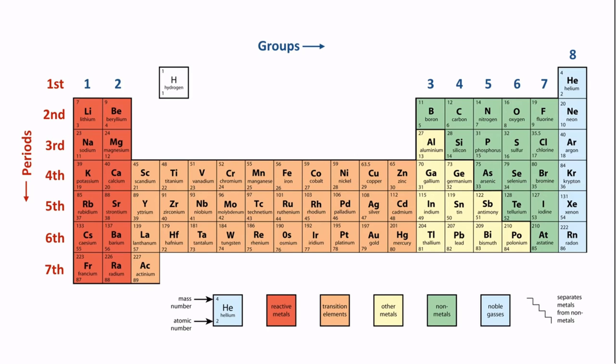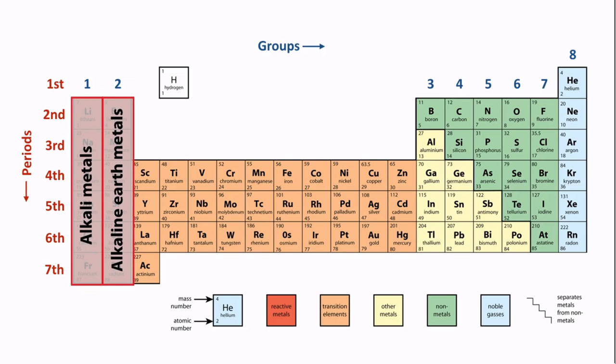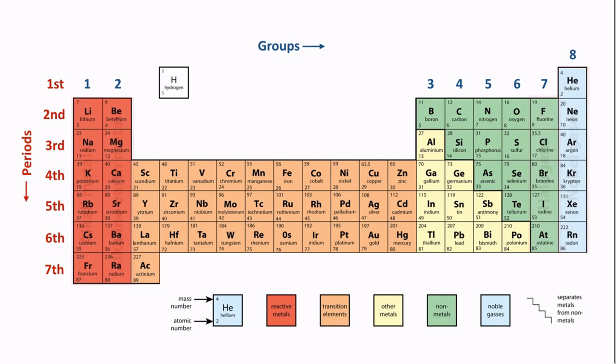Only some of these groups have been given names. Group 1 are called the alkaline metals. Group 2 are the alkaline earth metals. Group 7 are the halogens, and Group 8 are the noble gases. You will learn more about these groups and the properties they share further on in this chapter.